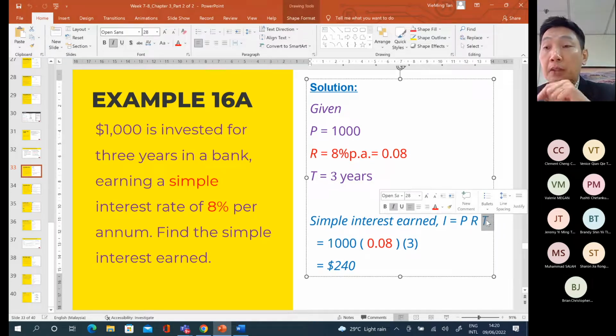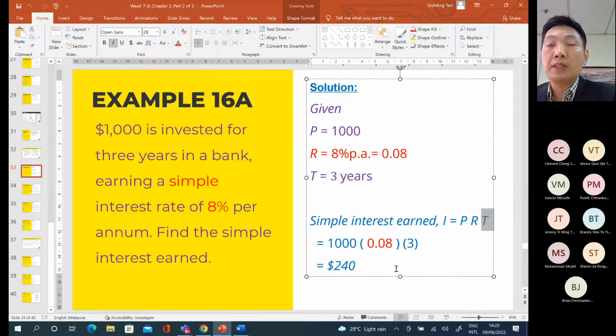For this formula, T is in years, so make sure you substitute 3 here. Simplified, it is equal to $240. That means within 3 years, the investor can earn $240 of interest. So far so good.